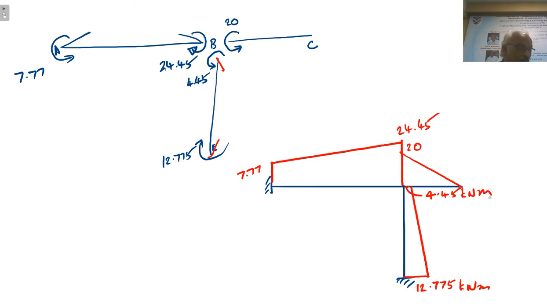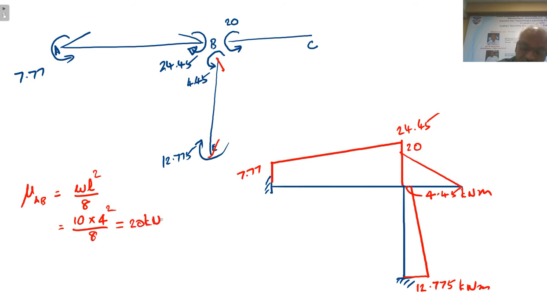So this is the support moment diagram. Now coming to the span AB, AB is subjected to a UDL over the entire span. Therefore, when AB is considered as a simply supported beam subjected to UDL over the entire span, it is WL square by 8. W is 10 kN per meter, L is 4 meters, 10 into 4 square by 8 equal to 20 kilonewton meter.